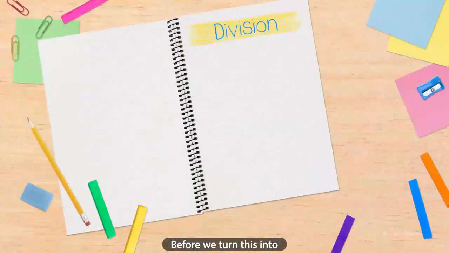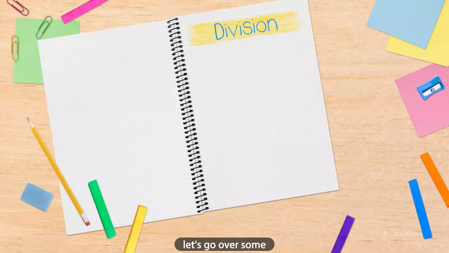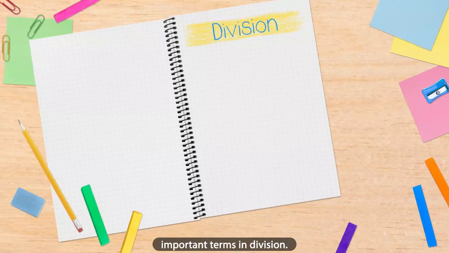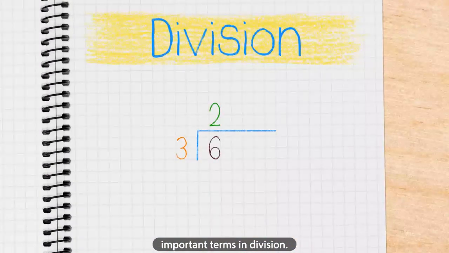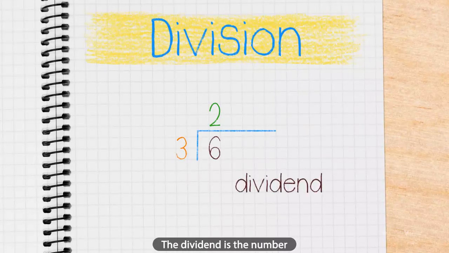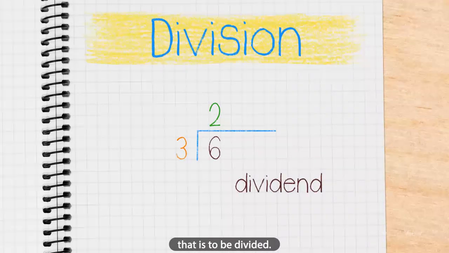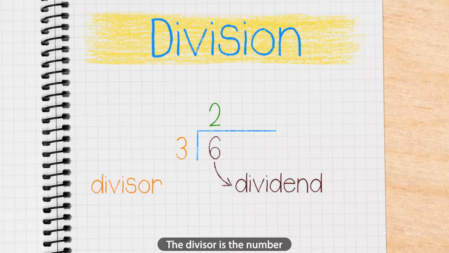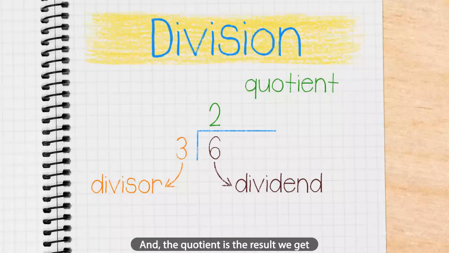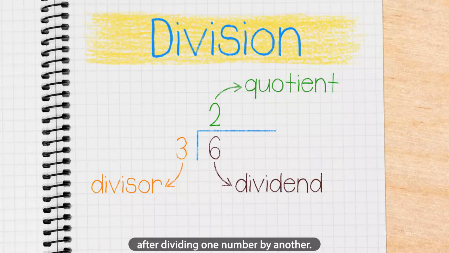Before we turn this into a yummy written problem, let's go over some important terms in division. The dividend is the number that is to be divided. The divisor is the number we are dividing by. And the quotient is the result we get after dividing one number by another.